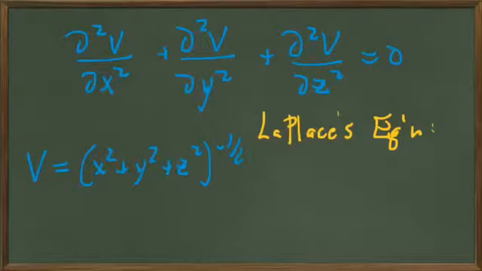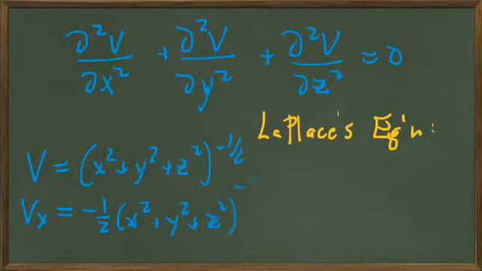So let's calculate v sub x, the partial of v with respect to x, and notice that we would use the chain rule, so we bring the power down, we leave the function that's in there, x squared plus y squared plus z squared.